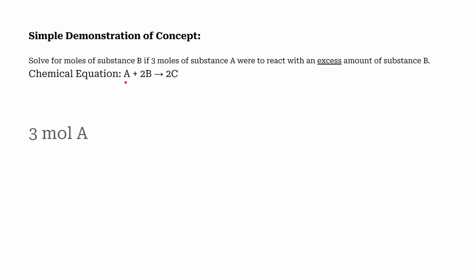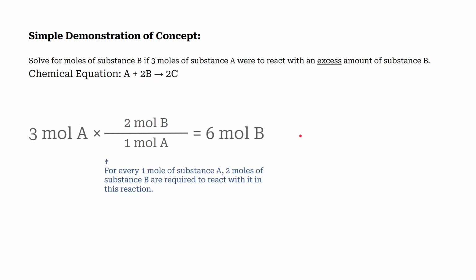So for every 1 mole of A, there are 2 moles of B, and we multiply to get 6 as the final answer. So basically what's happening here is that if 3 moles of A are reacted, the moles of B must be double that of A. This means that 6 moles of substance B are required, assuming an excess of it is available.